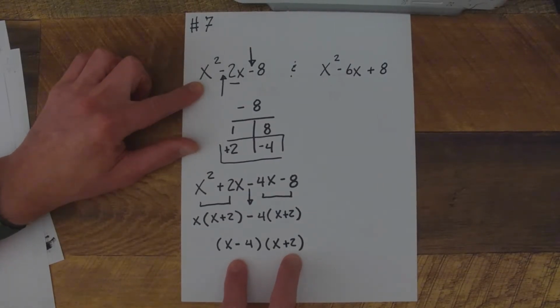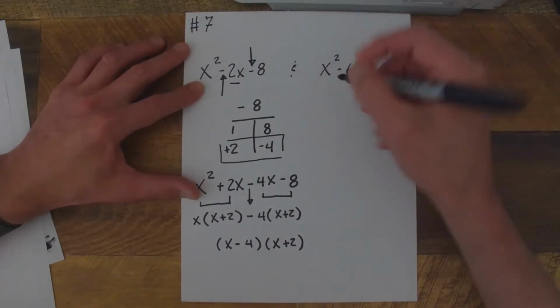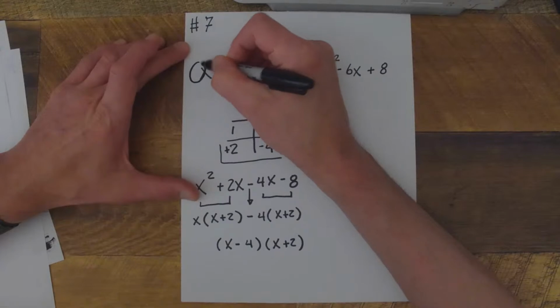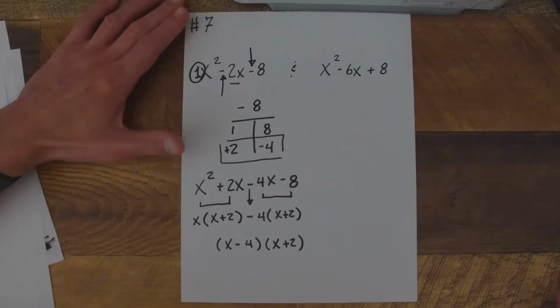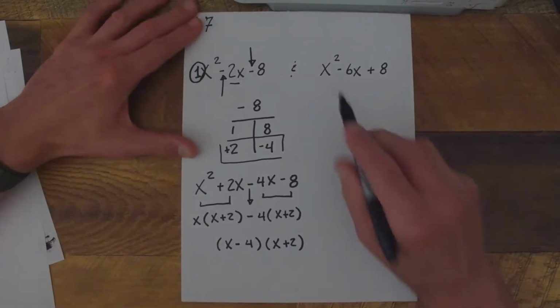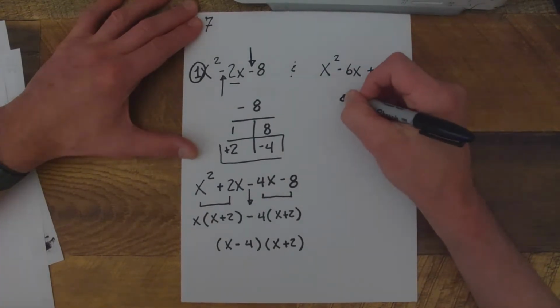Now I'm going to show you the faster way. Warning, this only works if the leading coefficient, this leading coefficient, was 1. It will not work if it's any other number. Okay, so let's begin the same way that we did the previous example. Number in front times number in back. 1 times 8 is 8.